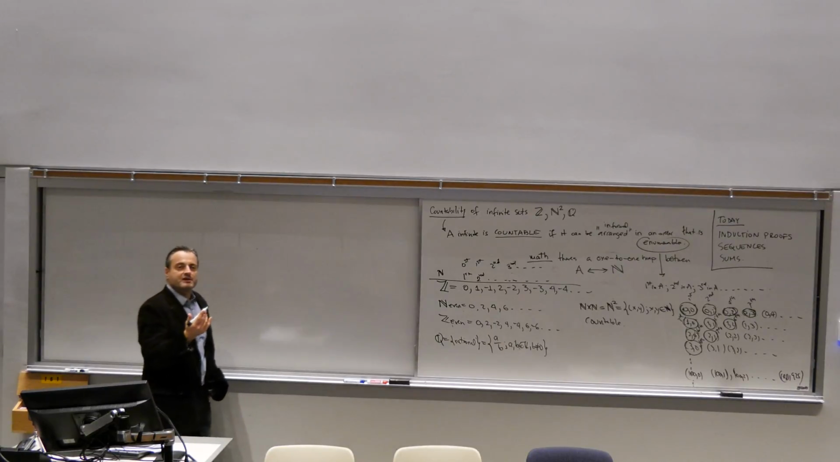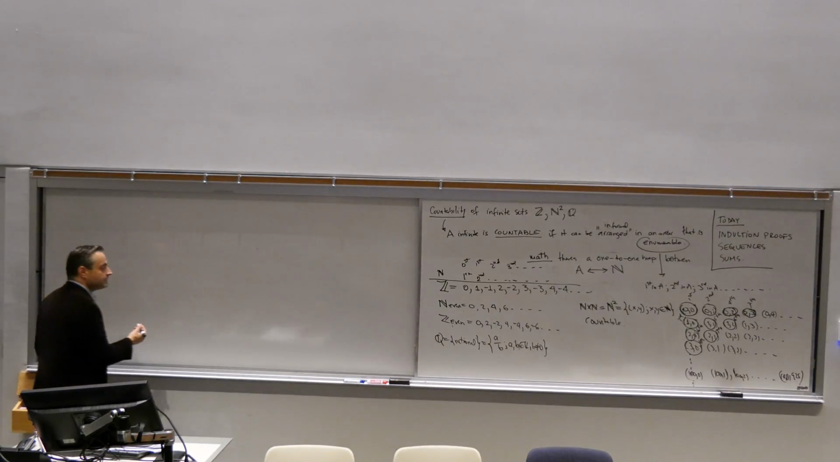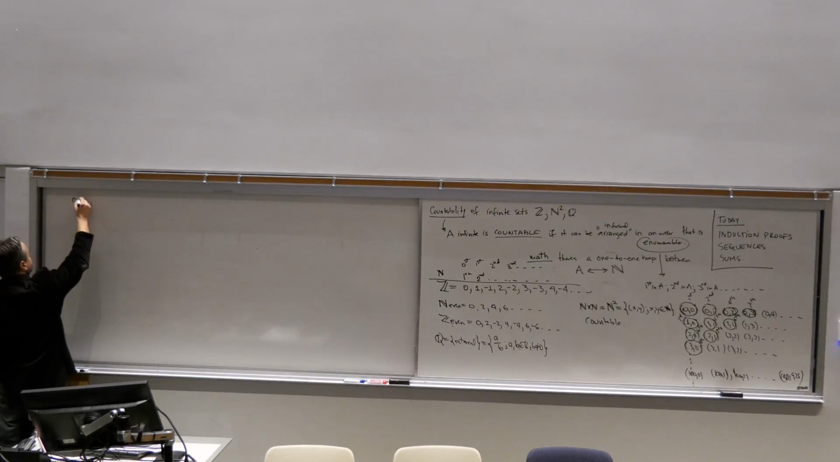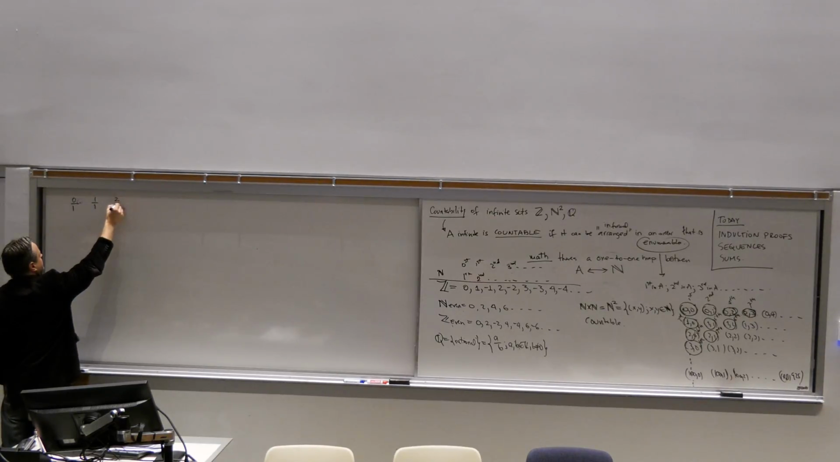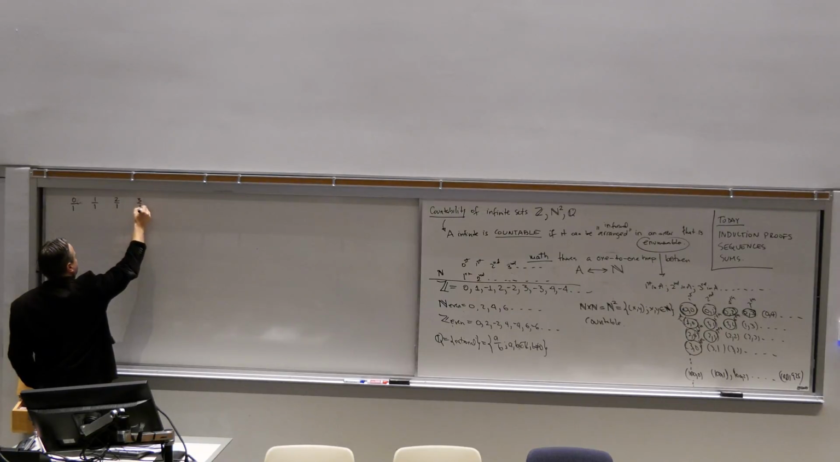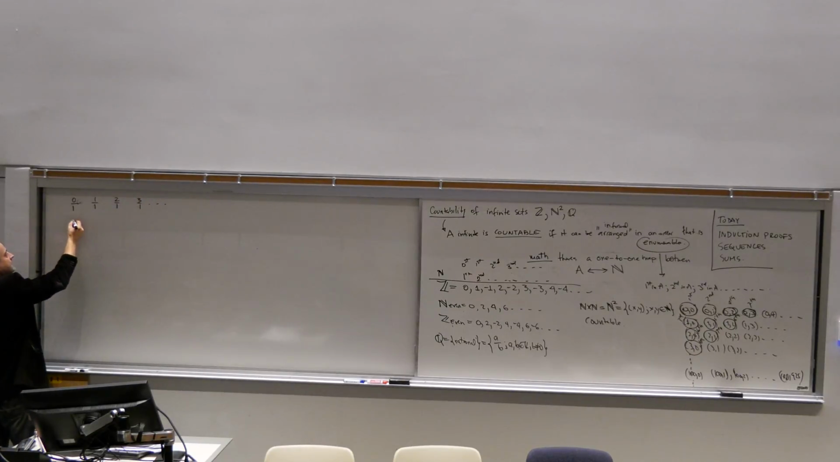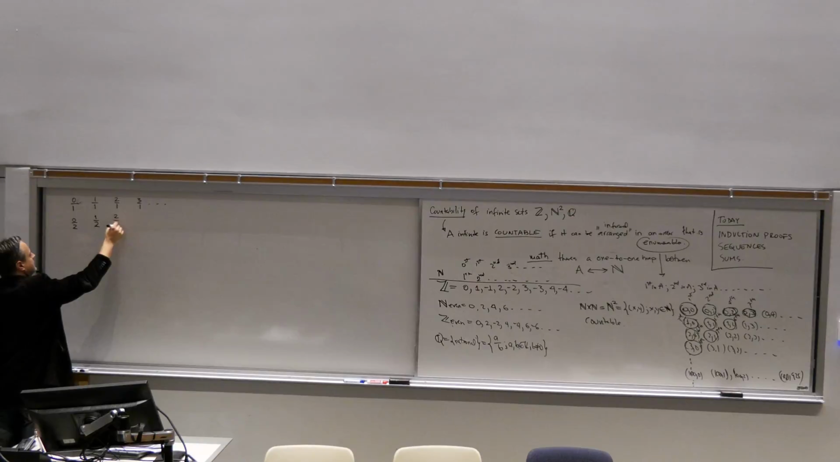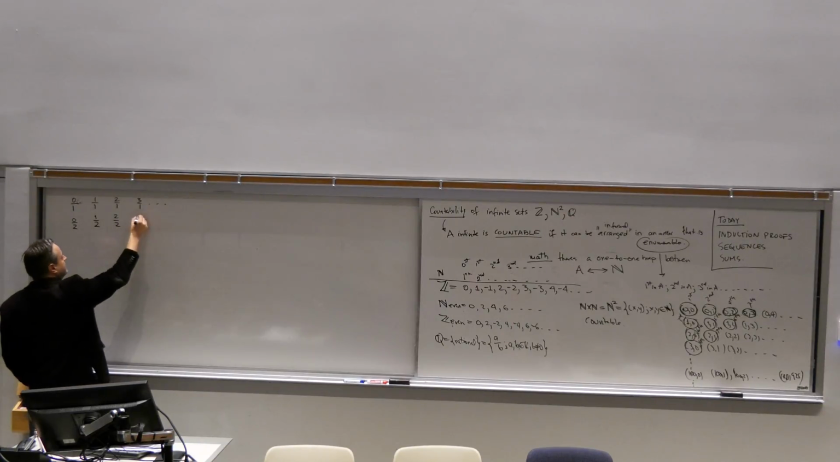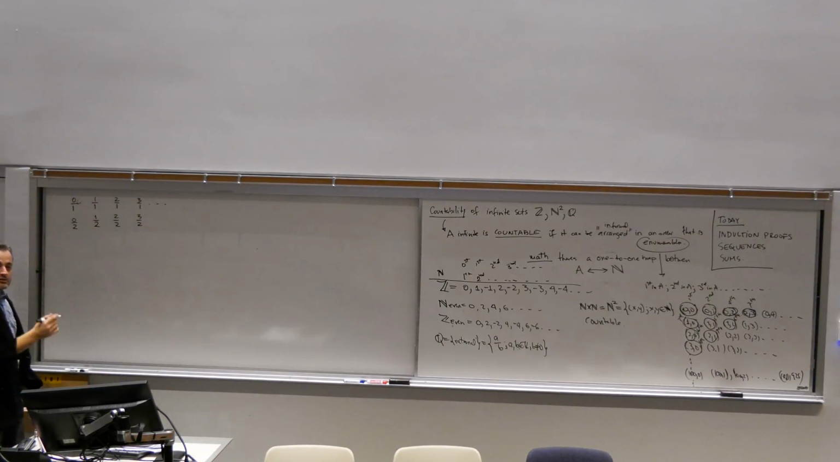Let's try that. What's the first one that goes in the corner? 0, 1. That's the first fraction, so 0 by 1 then. Okay, what goes in here? 1 by 1. Okay, and what goes in here? But this is all just the positives, right? Q also has negative numbers. We have to put those in somewhere too.